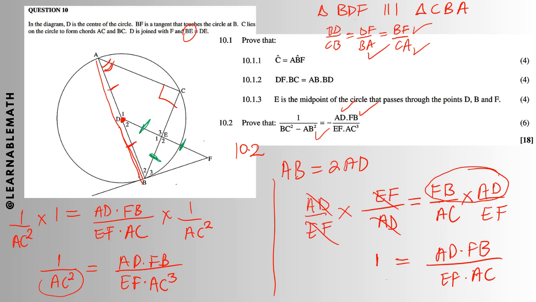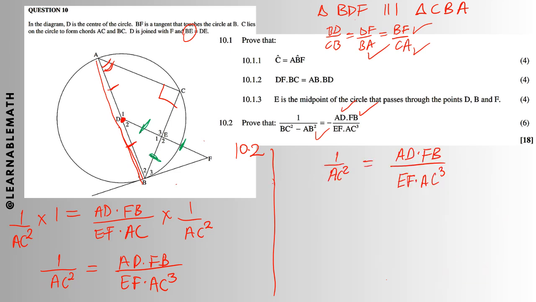Okay, let me just create some space now. Now I can see that I'm just left to solve this side to check what AC squared equals to, because in what we have to prove we don't have AC squared there, right? So I go and check what AC squared is equal to.